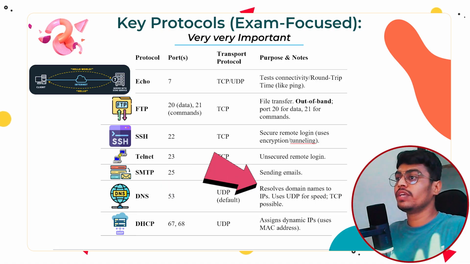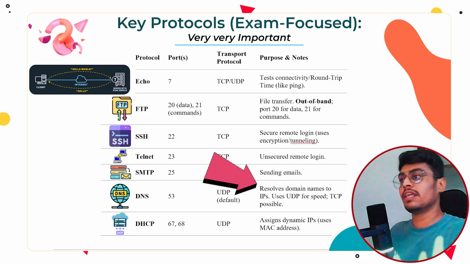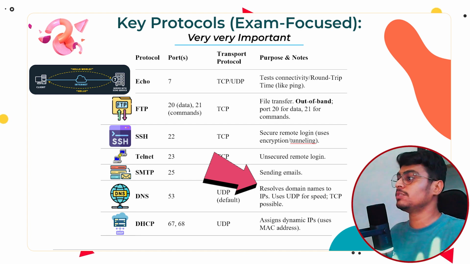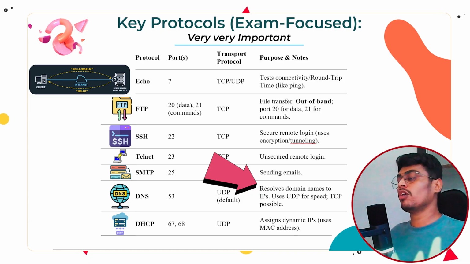In DNS we have the domain name but we want the IP for that. To find the server's IP we simply send a request. We want the fast result, consistent speed is required, so we use UDP protocol. It can also use TCP, but generally UDP is used by default.